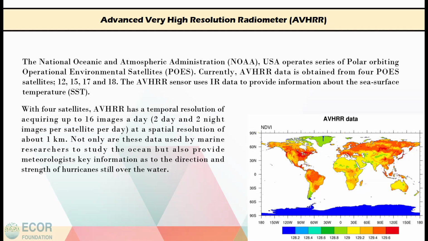With four different satellites, AVHRR has a temporal resolution of up to 16 images a day. It is very high resolution. It is called real-time monitoring of SST using AVHRR. So 2 day and 2 night images per satellite per day. So that is 16 images per day.